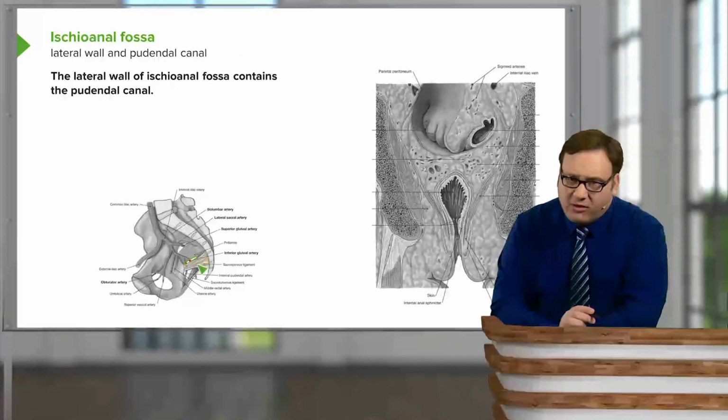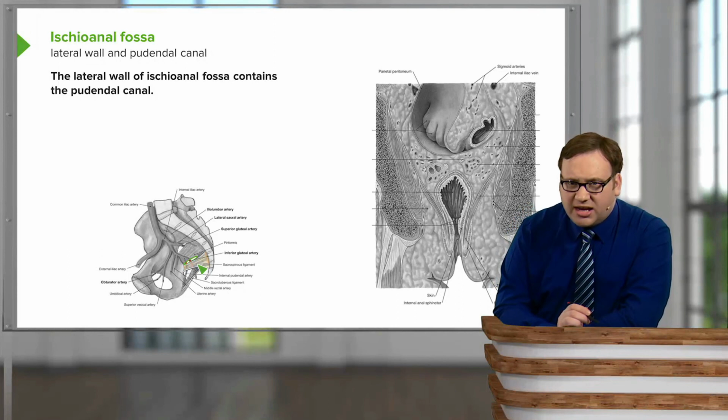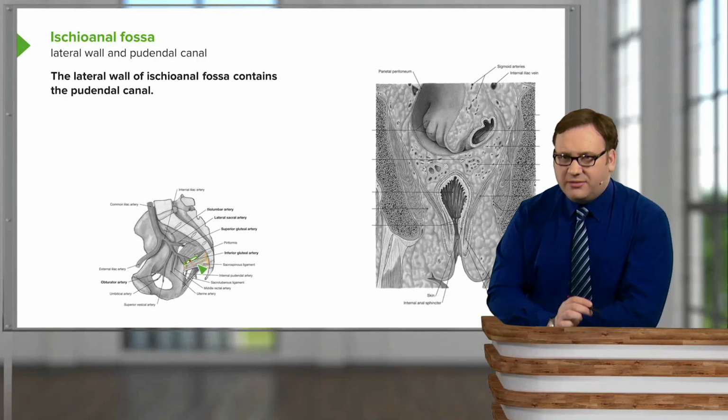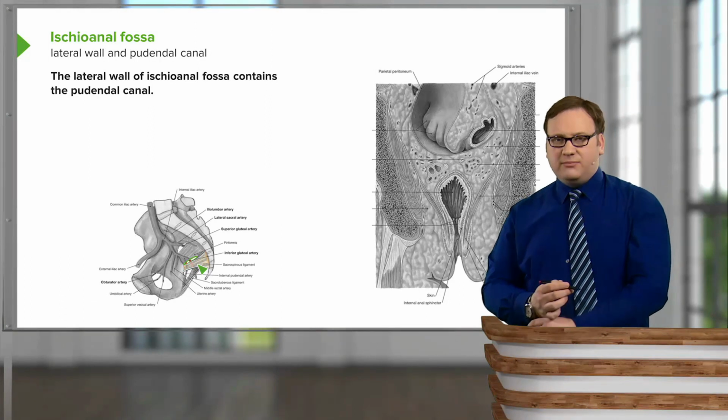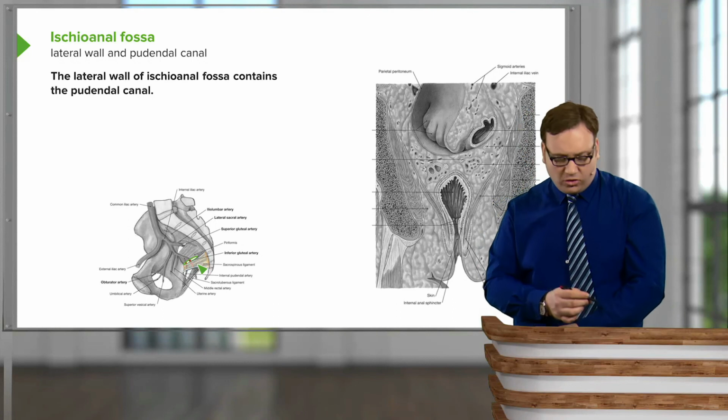So it left the pelvis, hooked around the ischial spine and sacrospinous ligament, to now run within the perineum. It found a way to run underneath the pelvic floor.